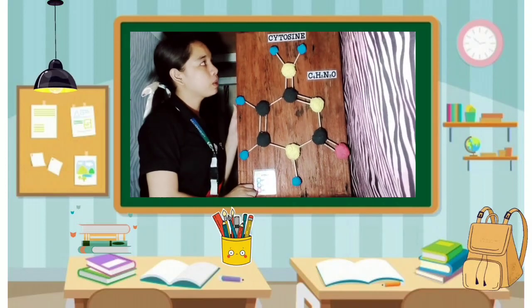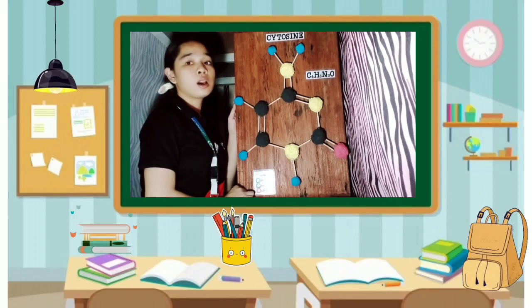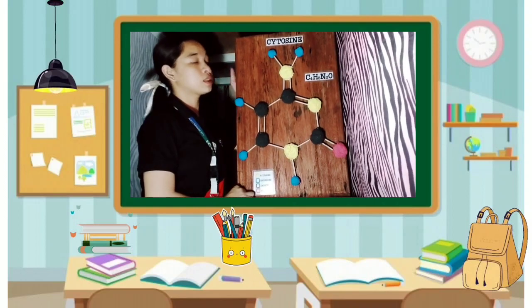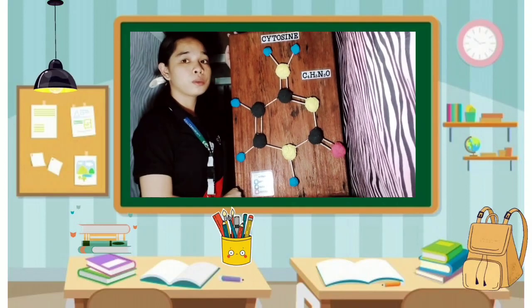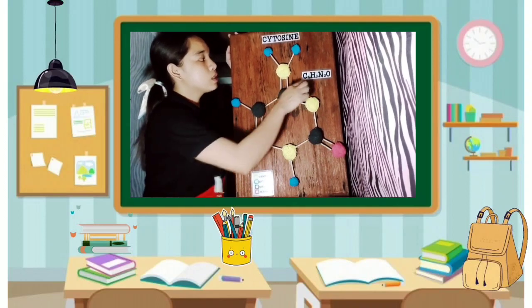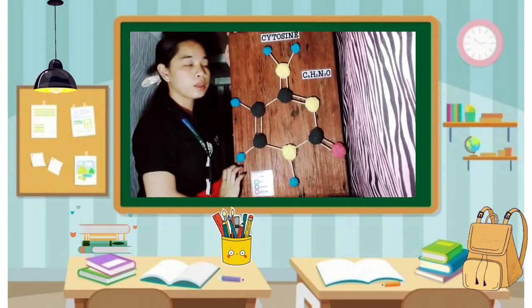This is my prelim requirement in biochemistry, the cytosine structure. I use recyclable materials as long as I can. As you can see, the chemical formula of cytosine is C4H5N3O. I labeled each element by color.